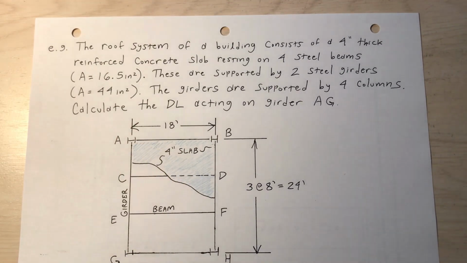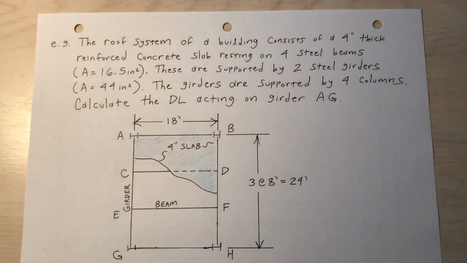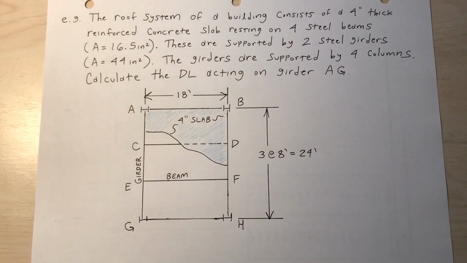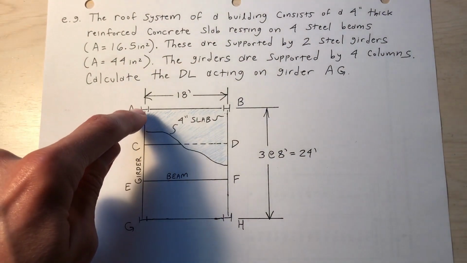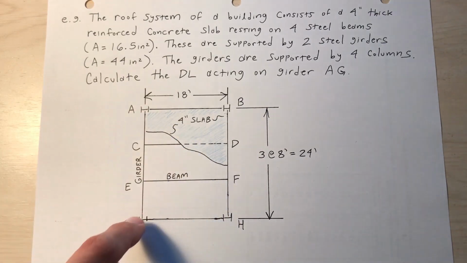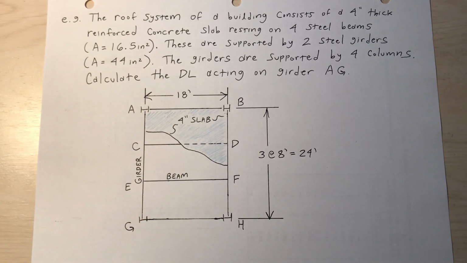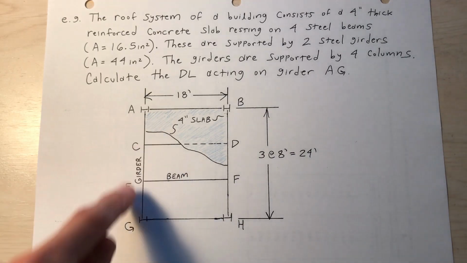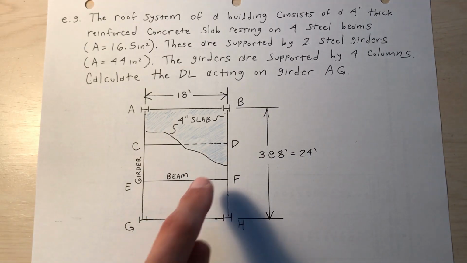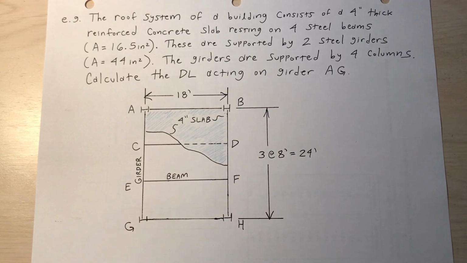Calculate the dead load, DL is dead load, acting on girder AG. So I want to calculate the amount of dead load acting on this girder along here, which will of course be the self-weight of the girder, as well as the slab. The weight of the slab has to be carried by that girder, as well as the reactions from these beams that attach to the girder.